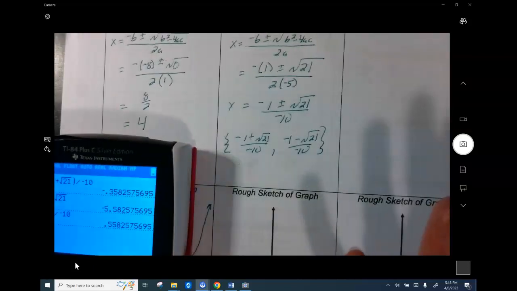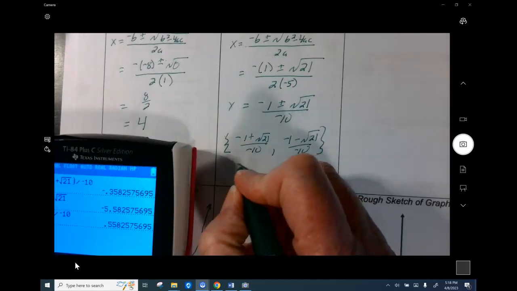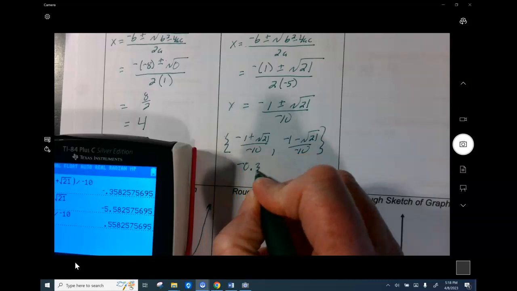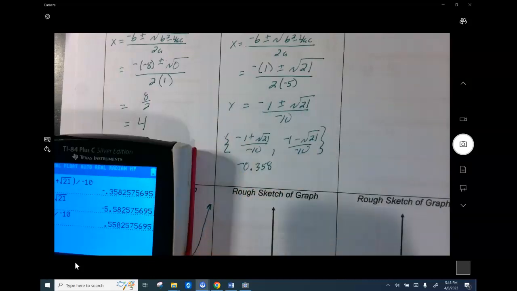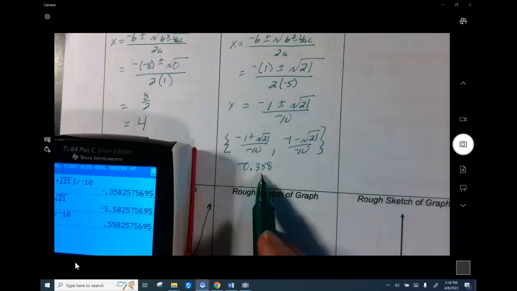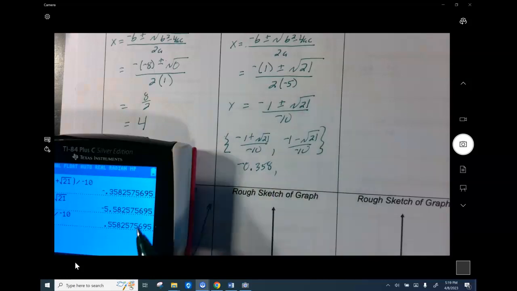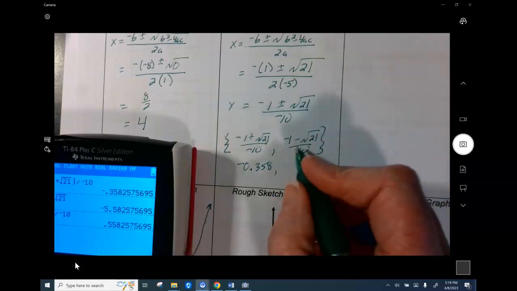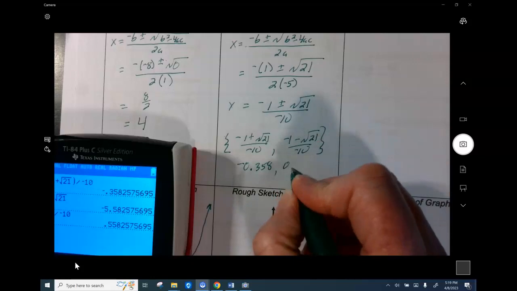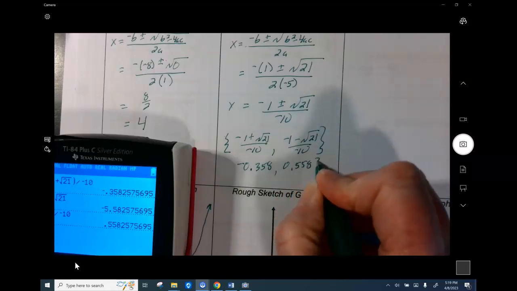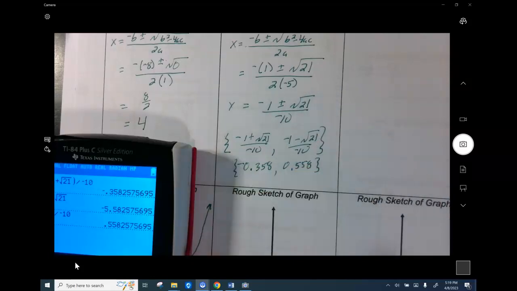If in doubt, I always go further places than I need to. So I would put that as negative 0.358. Okay, but you could have just done 0.36. I'm fine with that. And then when I did the other one, I got positive 0.558. Such nice numbers.